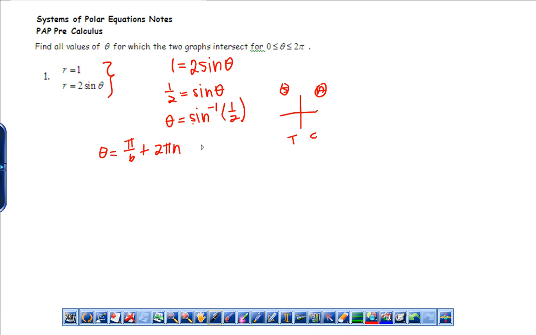This is kind of like what we did in class today. And you're going to have one in this quadrant, that would be theta is equal to 5 pi over 6 plus 2 pi n. Okay, so to find the values that fall between 0 and 2 pi, you plug in values for n. So I'm going to get pi over 6, I'm going to get 5 pi over 6. And that looks like it's going to be it.